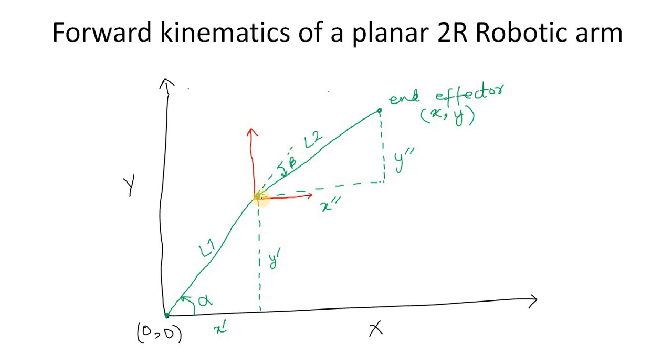And now we try to calculate the position of the end effector within this frame, the red color frame that is attached to joint 2. Okay, so what we do here, we apply the cosine and sine functions and we calculate x double dash and y double dash. But this time the angle beta is negative.